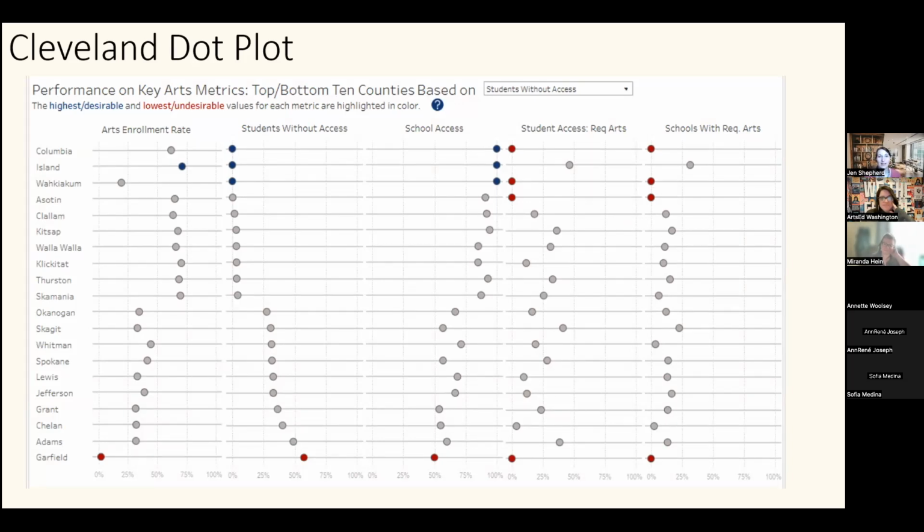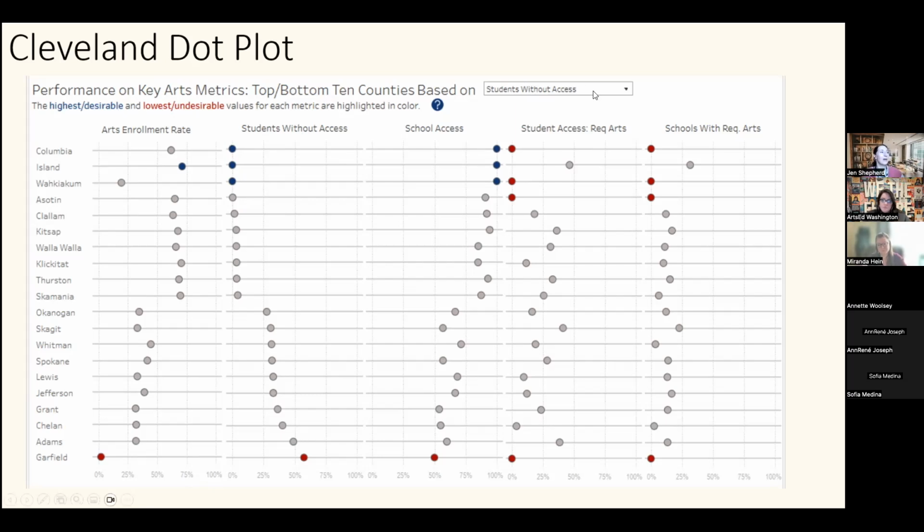This chart type is called a Cleveland dot plot, and this is on our county level dashboard. So you see here, we're looking at the top 10 and the bottom 10 counties in Washington based on the metric I have chosen. I've selected students without access. So this is students who attend a school that does not offer the arts at all. And we want that to be a low number, right? We want our students to have access to the arts. And so you see that even though the dot is on the left side, closer to 0%, it's given the blue or desirable value because that's exactly what we want. We want our students to have access.